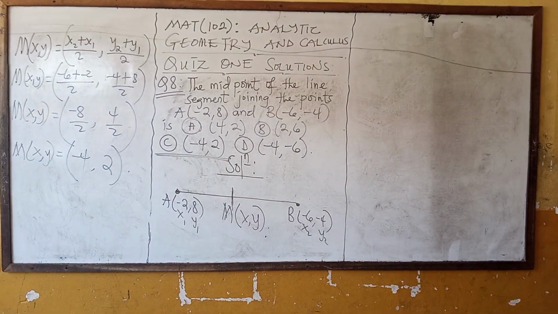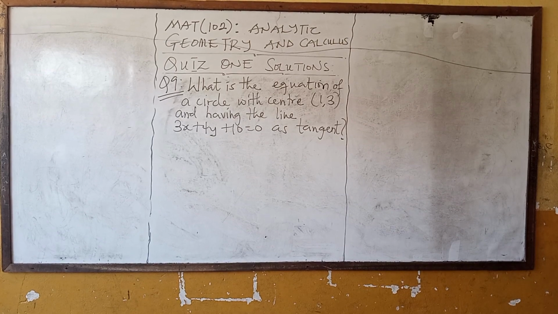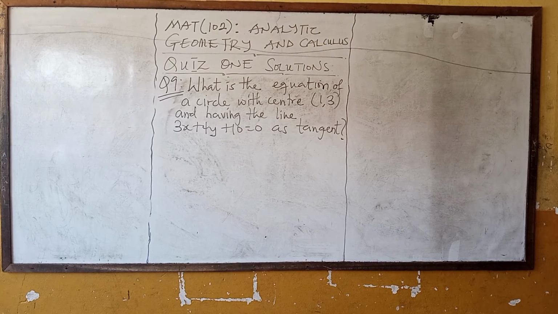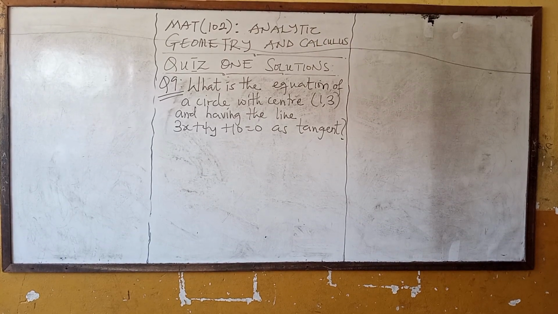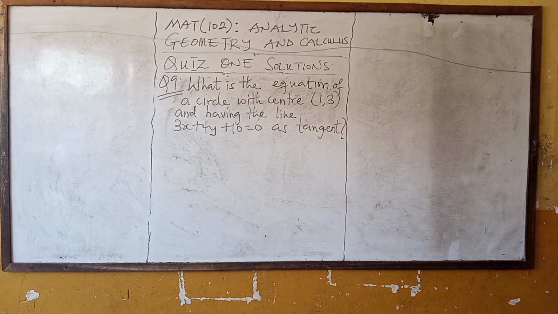Option C. Now let's move on to our fourth question. Let's see question 9. So our question 9 is question 11 on your quiz paper. Very, very sweet question, very, very simple. What is the equation of a circle with center (1, 3) and having the line 3x + 4y + 10 = 0 as tangent? So it's very, very simple.